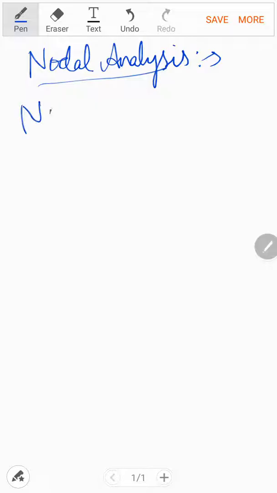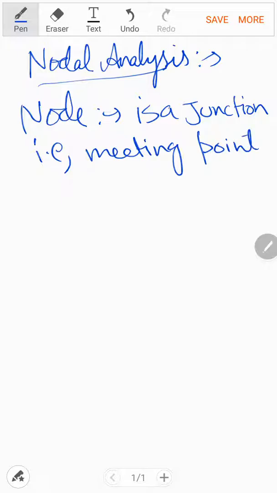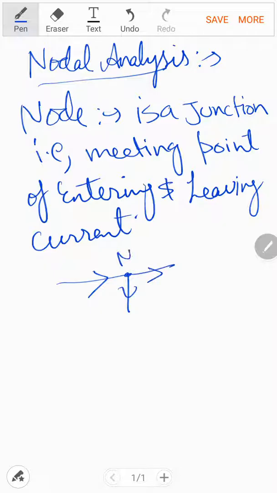A node is a junction, the meeting point of entering and leaving current. If the current is here and it is divided here, then we will say that this is node 1.